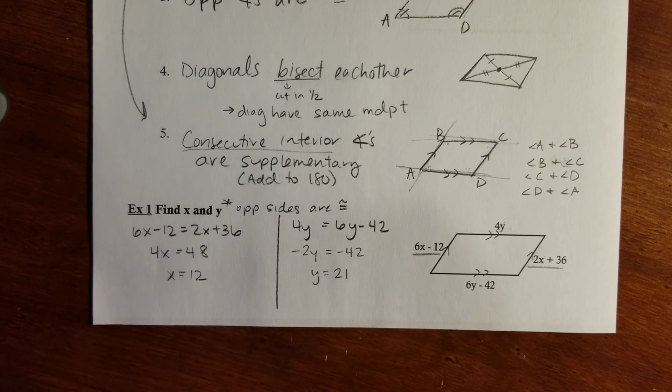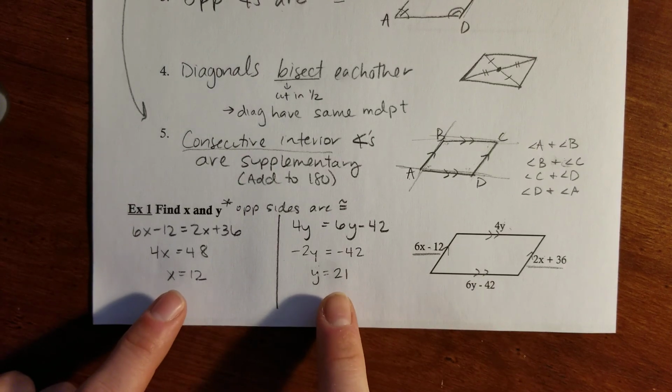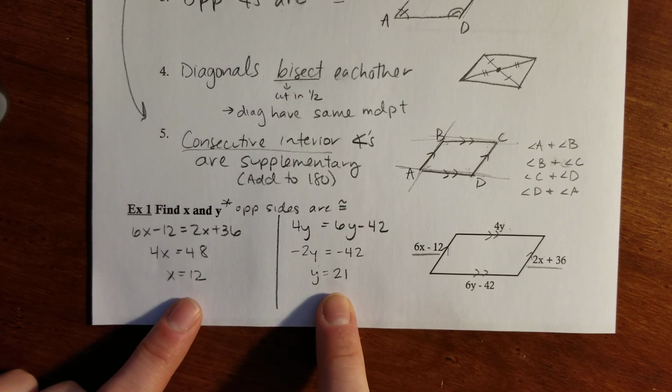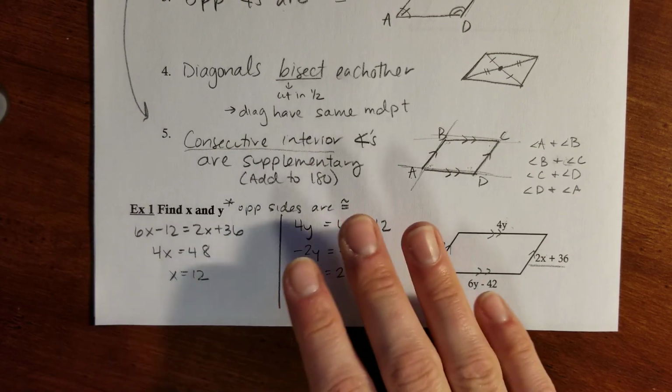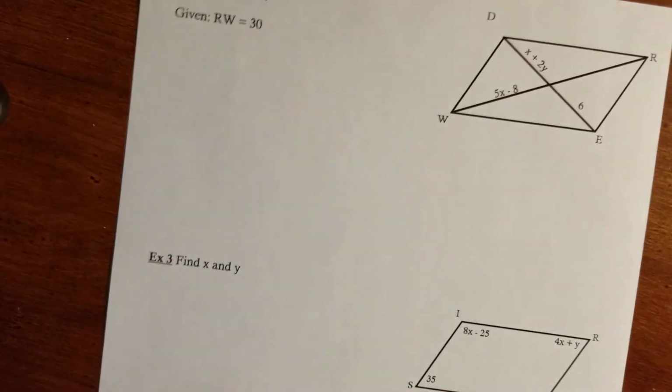Now, those were not the only ways you could have solved this. So no matter what you did, you still should have gotten x equals 12 and y equals 21. And if you did, awesome. All right, let's look at our next problem.